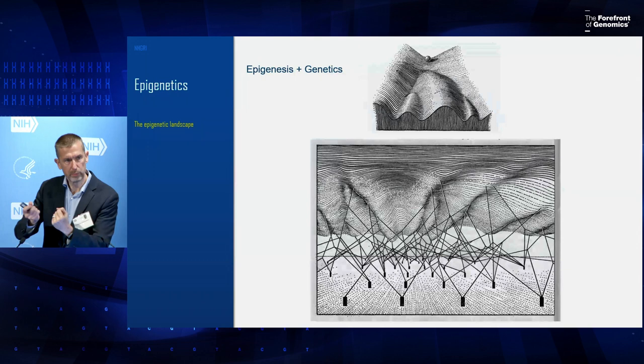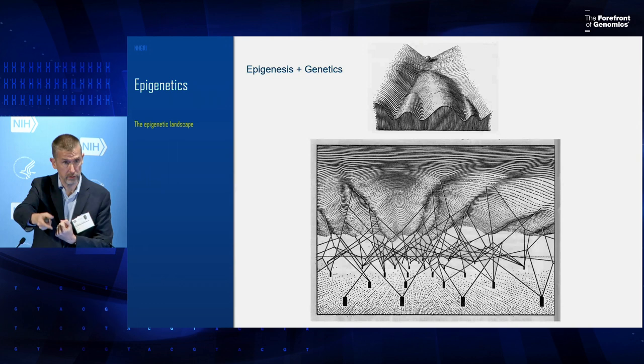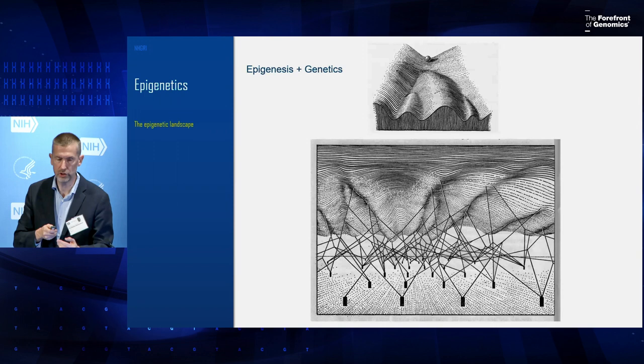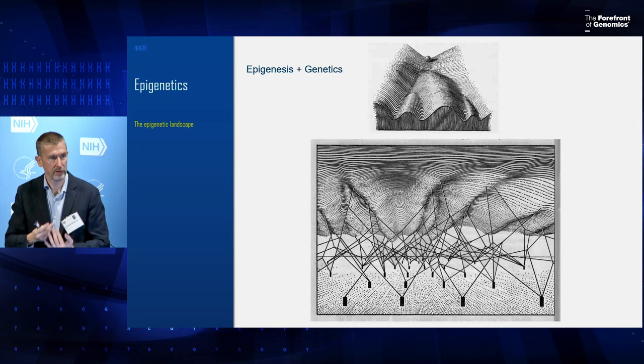And those guy wires are shaping the landscape, creating the cell differentiation potential. But if you snap one of them, it changes. So snapping a guy wire is like mutating a gene. And that's why you can have altered cell fate, altered morphology, and it's epigenesis meets genetics. It's an epigenetic landscape model.